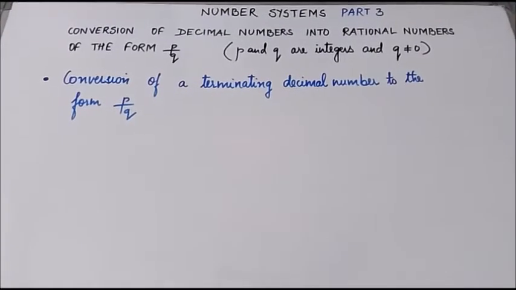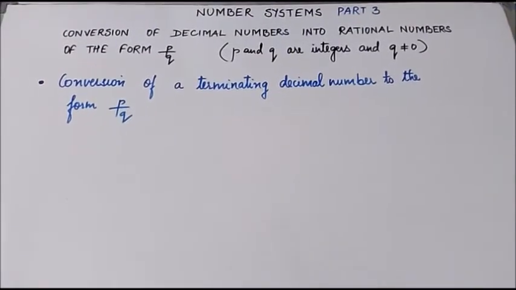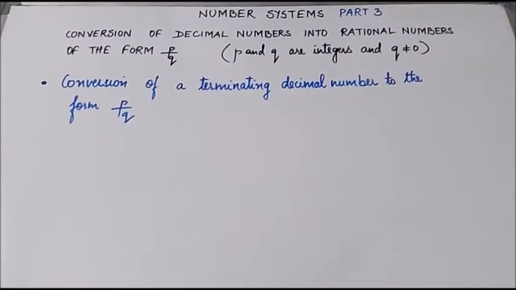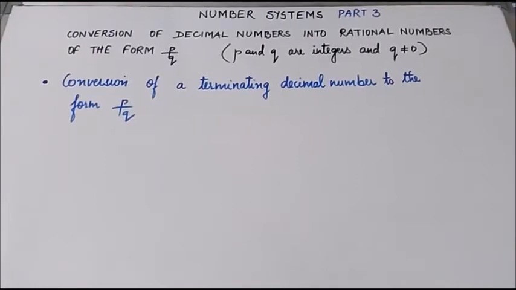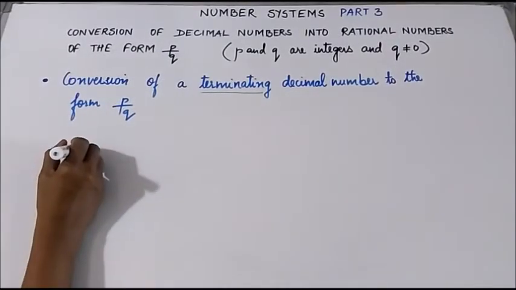Now let us learn how to convert a decimal number into a rational number of the form p by q, where p and q are integers and q is not equal to 0. This is divided into two parts. First is conversion of a terminating decimal number to the form p by q. Let us do it by example.